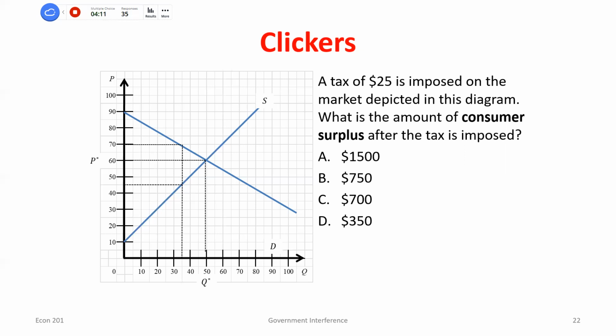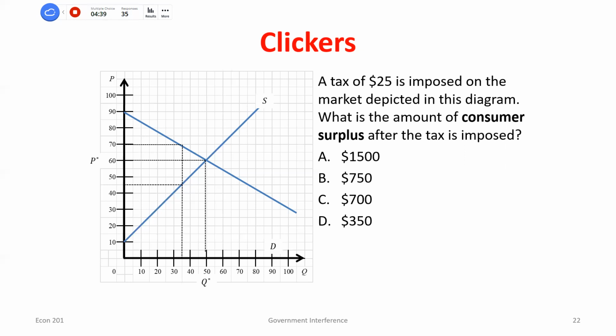Right. So I'll go to what's the new price my consumers are paying? After the tax, it would be 70. So now the difference between the demand curve and the price consumers pay is just this little triangle up here. The height goes from 90 to 70, so it's 20, and then the units go out to 35.